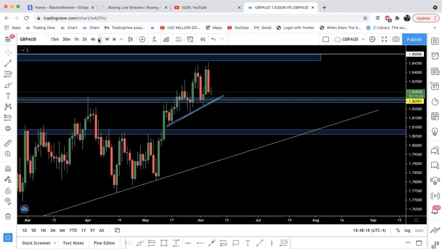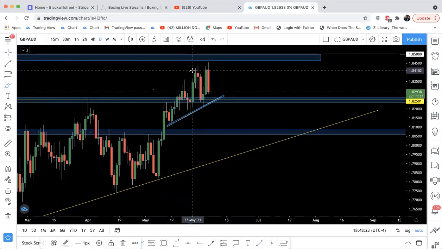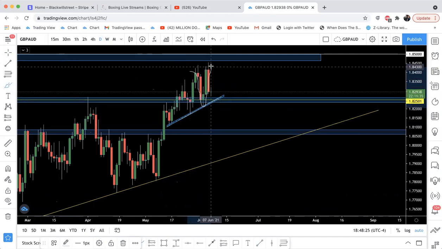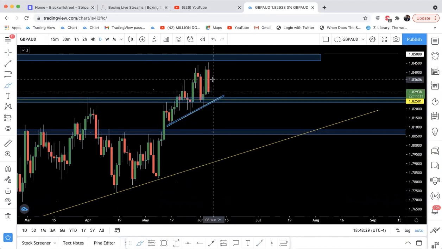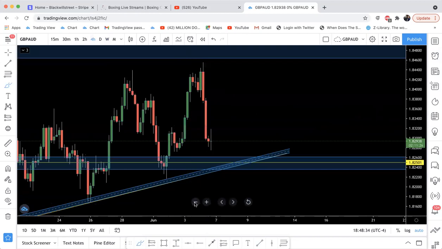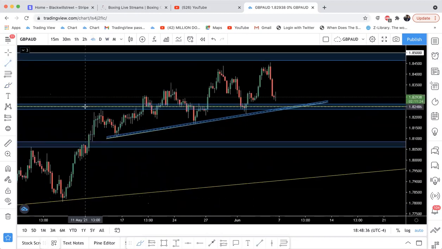Now, if we look at this in the private Discord, we were able to catch this sell into the buy because I was looking for a corrective sell into the continuation of that trend to the upside. We were able to catch that, which was perfect. So if we look at this right here, price is roughly in this channel right here.